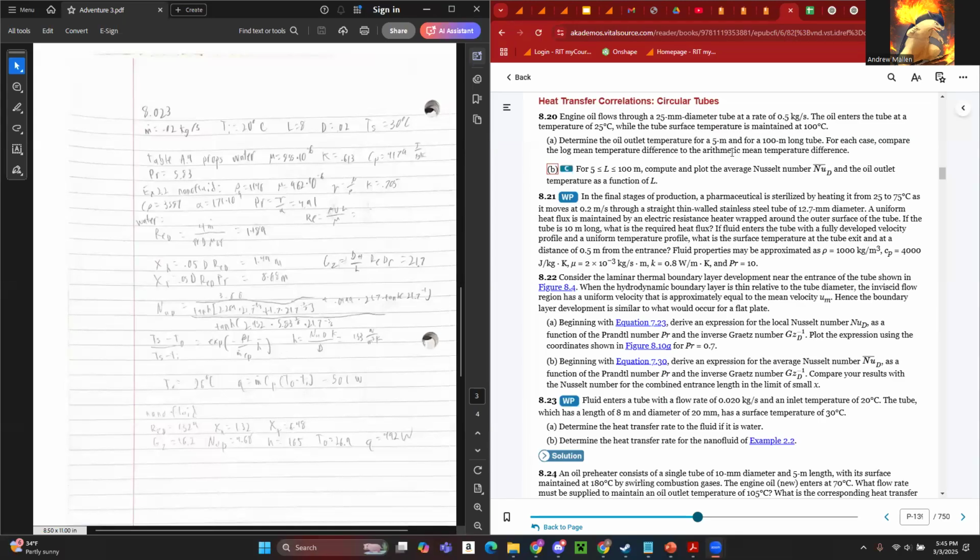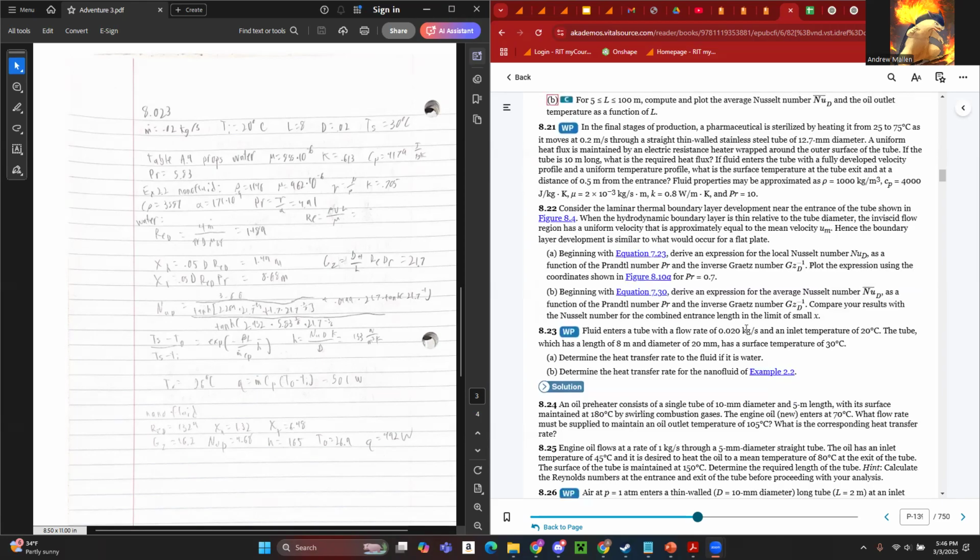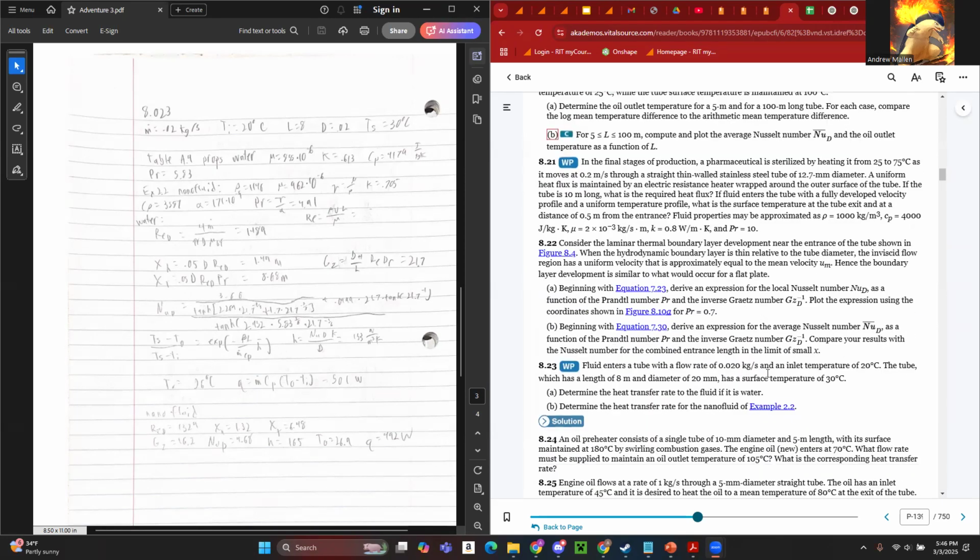Hello, everyone. In this video, I'm going to be going over my approach to problem 23 in chapter 8 of the Fundamentals of Mass and Heat Transfer textbook. So this problem says that fluid enters a tube with a flow rate of 0.02 kilograms per second with an inlet temperature of 20 degrees C.